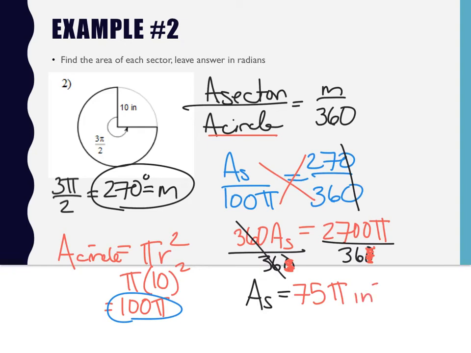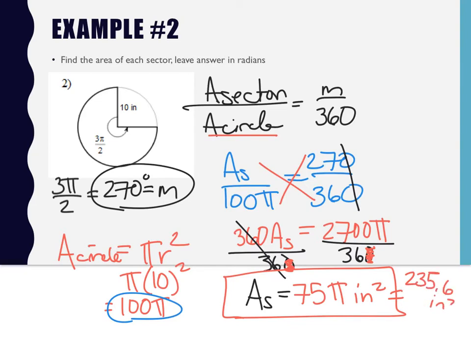This is in inches, so area would always be square units. 75 pi square inches. If you use the pi button, please don't type 3.14. Use the actual pi button on your calculator if you want to change it to the decimal answer. And that's what it would be.